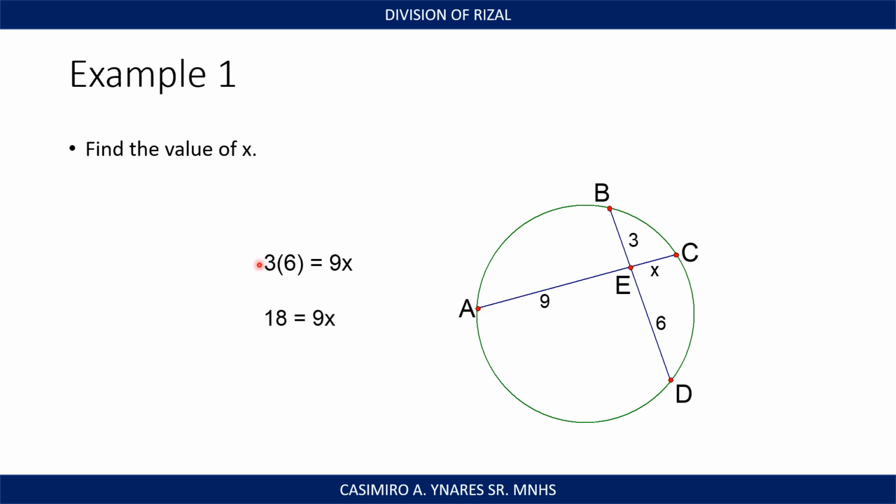So we have 3 times 6 is equal to 18. 18 is equal to 9x. To find the value of x, divide both sides of the equation by 9, so x is equal to 2.